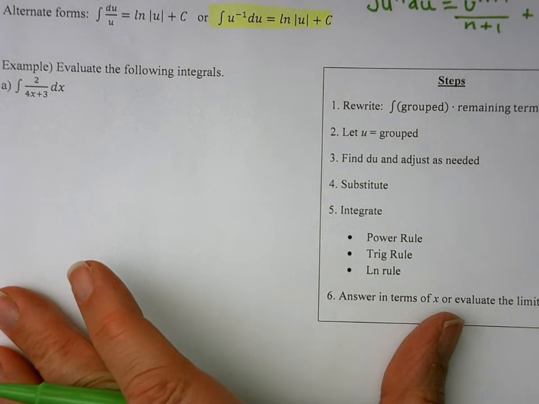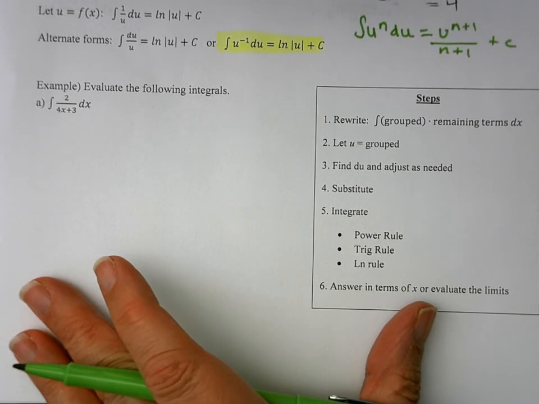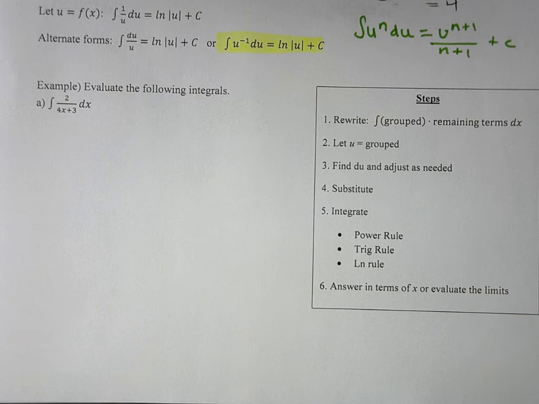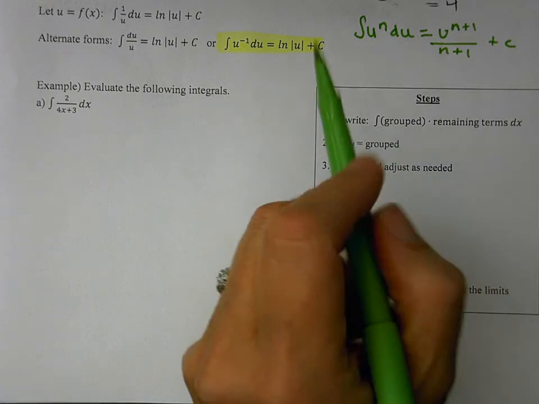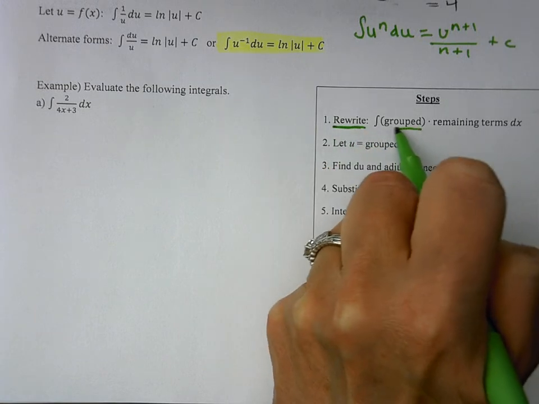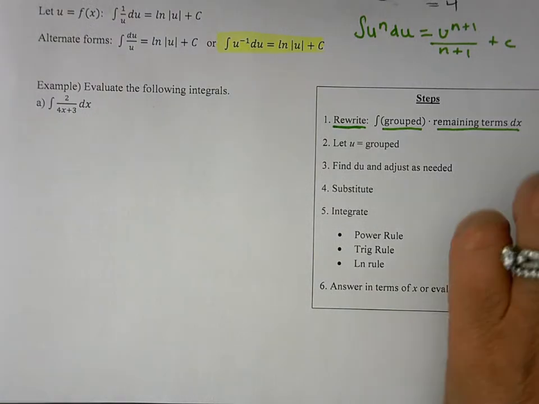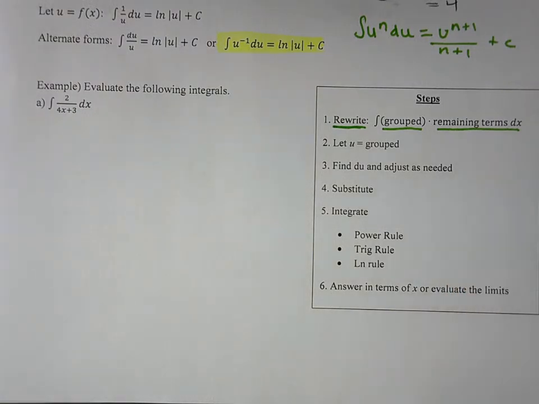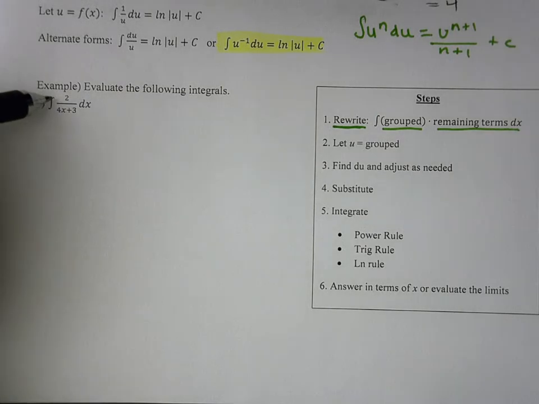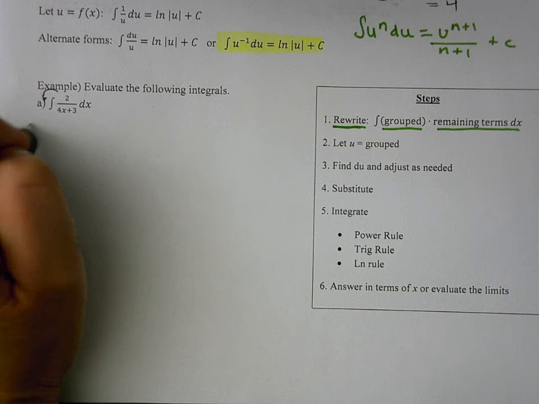All right, so for this first one, just like we did in chapter 4, we always want to rewrite. Okay, some of you don't do that step, which is fine, but I will always do the rewrite. So we always want to rewrite it to where we have our grouped term and then our remaining terms and end with that dx. Like that's how I'm always going to get started. So I want to do my rewrite. So I see that 2 is just a coefficient, right? So I'm going to pull that 2 out to the front.